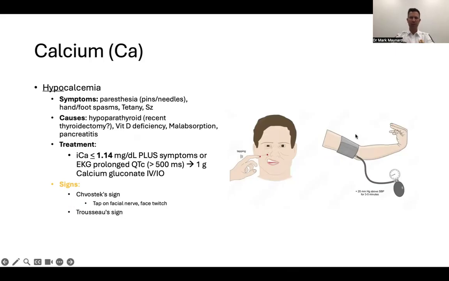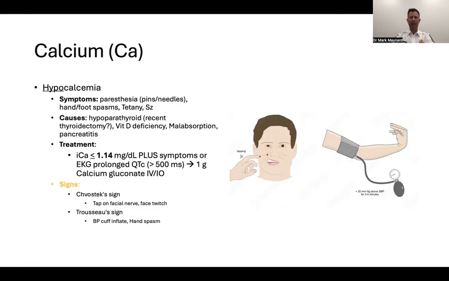The other one is when you inflate the blood pressure cuff, the patient starts to squeeze their hand and then it contracts. And this usually happens after a few minutes of squeezing the blood pressure cuff. And this is called Trousseau's sign. And this would also be another indication of low calcium.